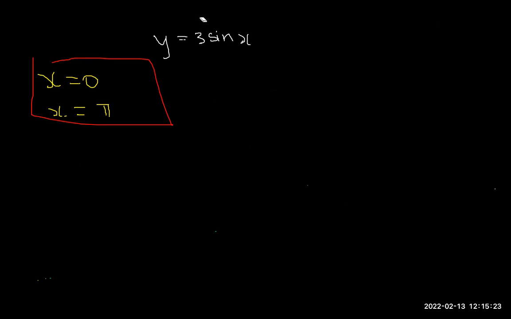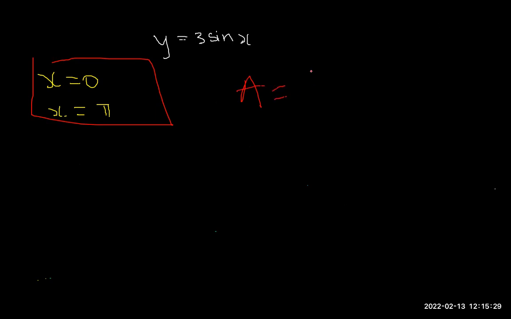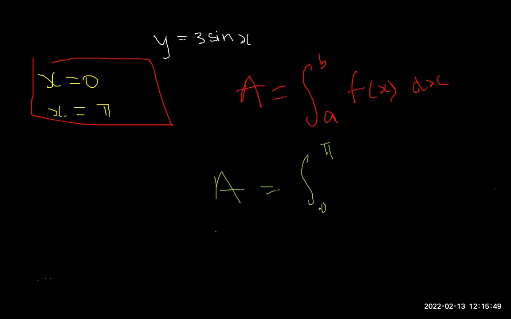Now we have the equation of the curve and our boundaries, so I can apply the formula: integral from a to b of f of x dx. Upper is always the bigger number, so b is pi, and a is 0, the smaller number. f of x is 3 sin x, with respect to x, so you put dx. That's it. Now you apply your rules of definite integration.